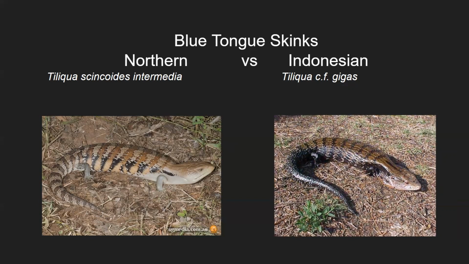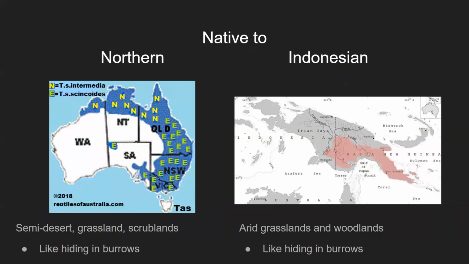All right. So the northern, native to Australia. So it's northern Australia. They live in semi-desert, grassland, scrubland areas. They like hiding under brush and down in burrows to get away from the heat of the day or to cover down at night.